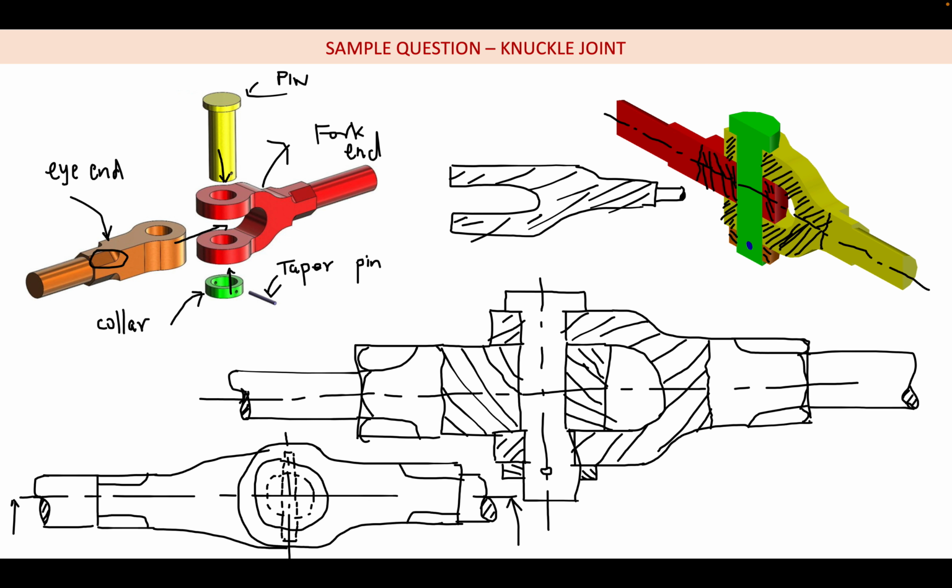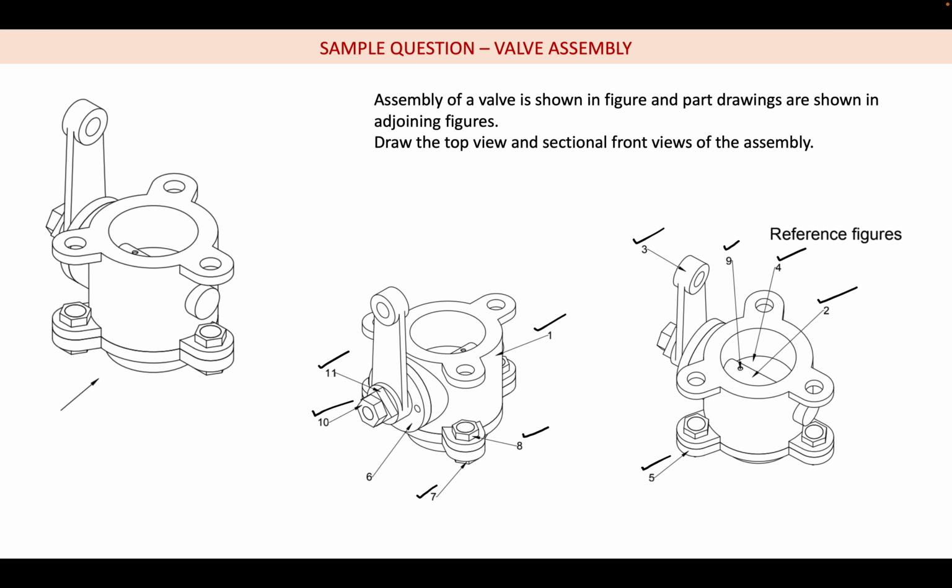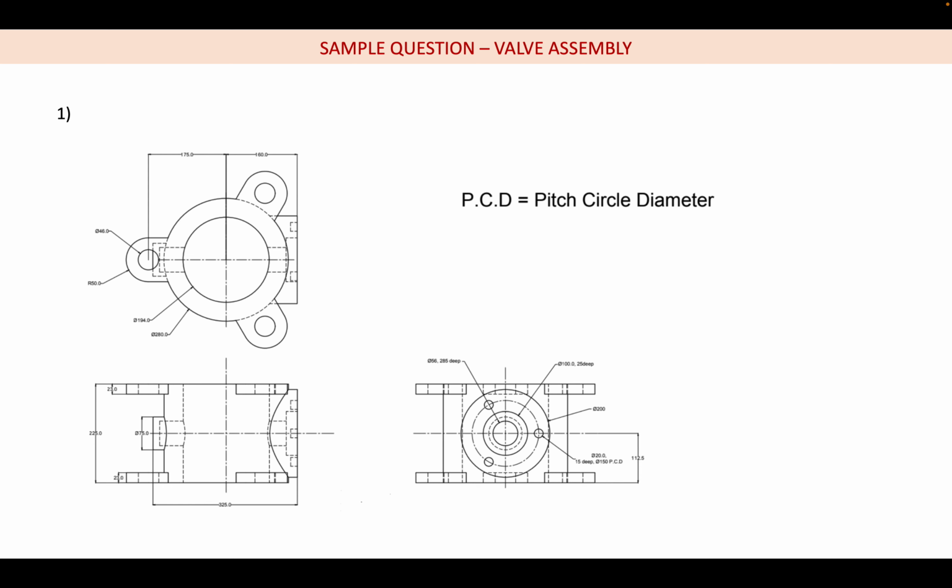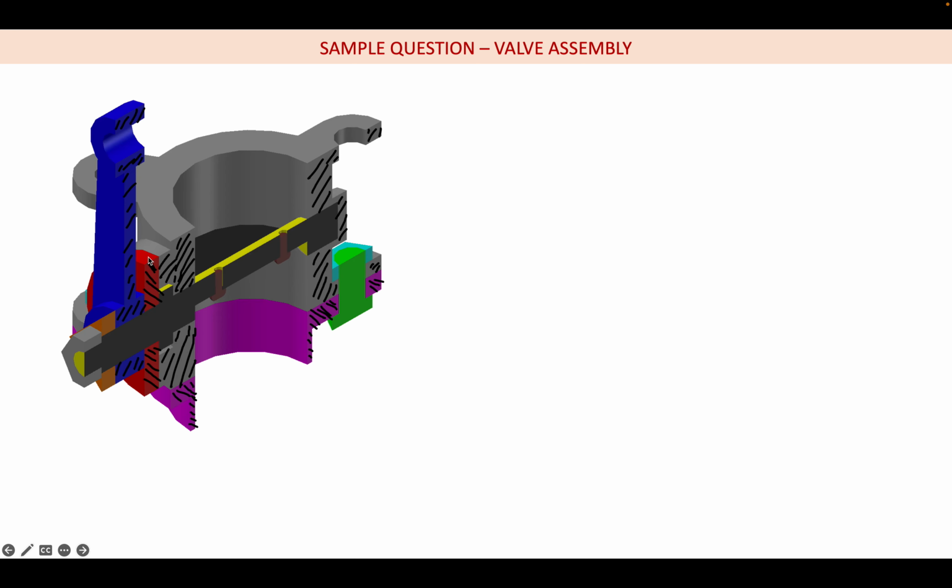We saw the sectional front view and top view of the valve assembly. We saw there are 11 parts, so this is even more complicated. With the help of the 3D model, we saw the cut portion, and we were identifying where we are going to section it. So with this we come to the end of this session.